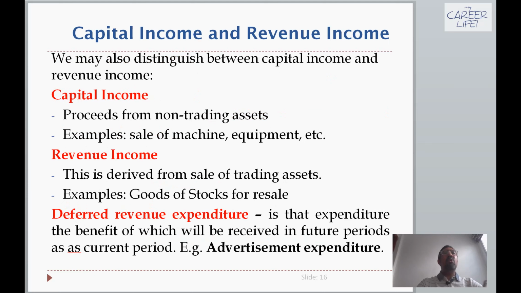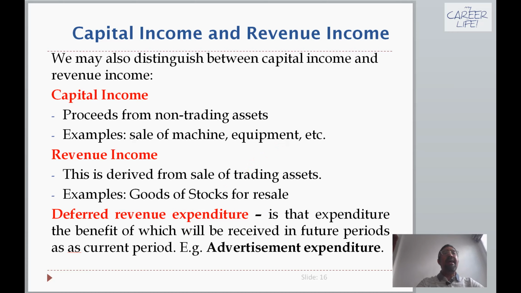On the other side, we need to distinguish between capital income and revenue income. So when we obtain income from capital, that means we have proceeds from having sold non-trading assets. Remember, we said that we can acquire a machine, an equipment, or any long-term assets for purposes of smooth business operations. But there will come a time where we may need to dispose of these assets. So when we dispose of these assets, we receive income, and this income is referred to as capital income.